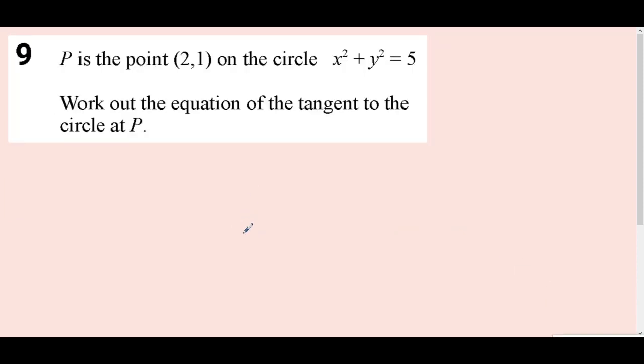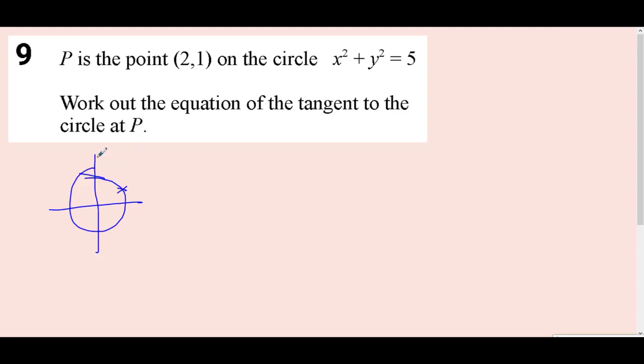Question 9. Here's the point (2, 1) on the circle, x squared plus y squared equals 5. Work out the equation of the tangent to the circle at P. So we know we've got a circle. X squared plus y squared means its center is at (0, 0). The point (2, 1), so 2, 1, it's going to be a point about there.